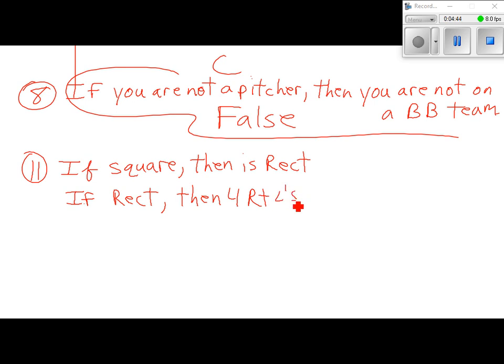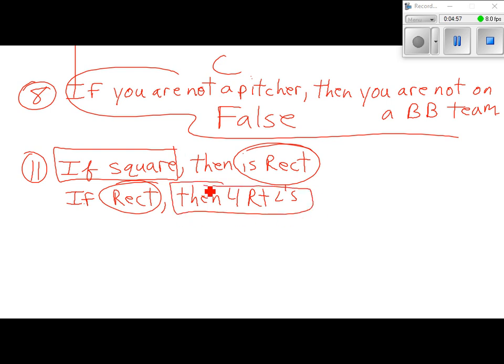Using the law of syllogism, remember with the law of syllogism, this has to say the same thing as this, which it does this time, and if that's the case, then we can take this hypothesis and put it with this conclusion and have a valid conclusion. So if it's a square, then 4 right angles. Let's see if that's one of the answers down there. If figure is a square, then it has 4 right angles. Looks like letter C.